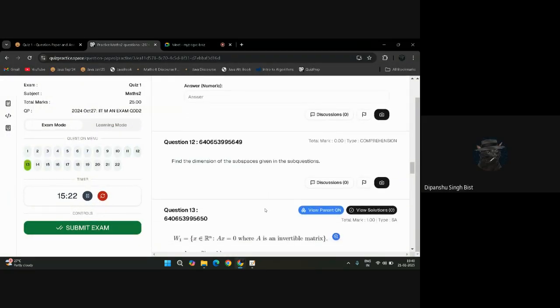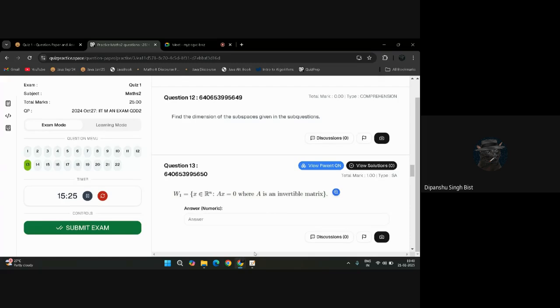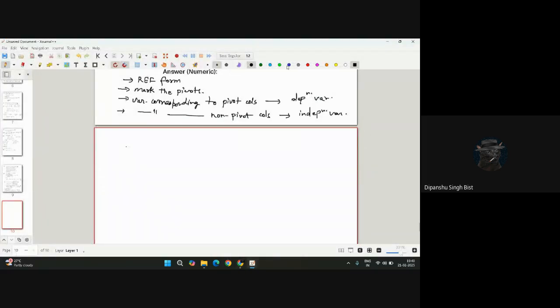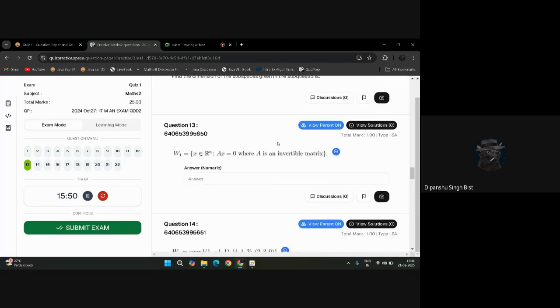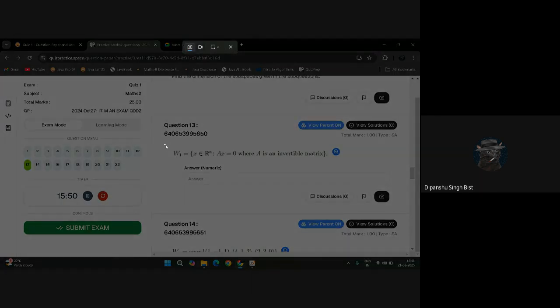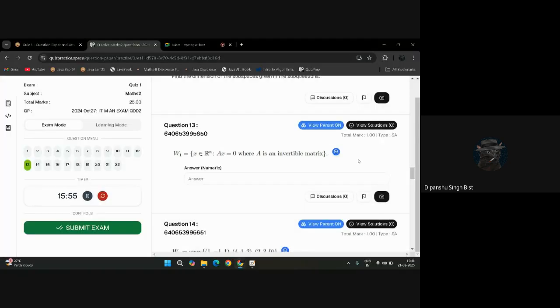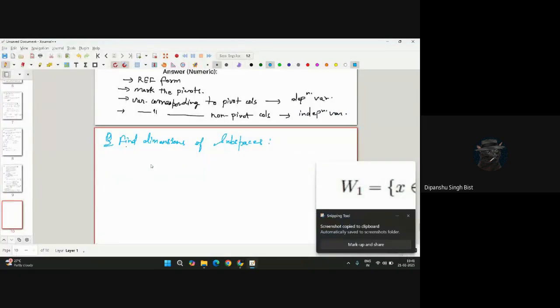Find the dimension of subspaces in the given questions. So from here we need to find dimensions. The question will be to find dimensions of subspaces. So again, we'll use the same strategy to find the basis first. So the first one is here. W1 is this. You need to find a basis for W1.